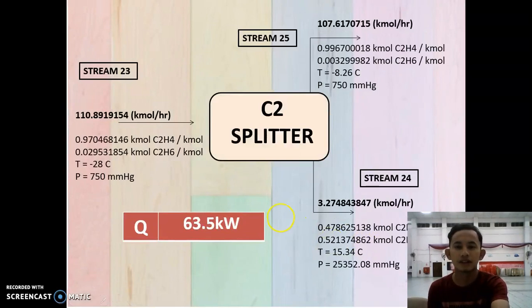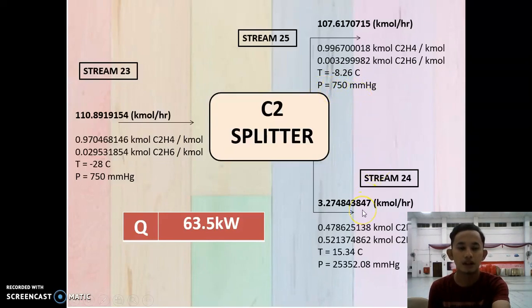So for the next distillation column, which is C2 splitter, the temperature inlet is negative 28 degrees Celsius and the pressure is constant, same as the streams before C2 splitter, which is deethanizer, which is 750 mmHg. And the vapor streams, we can see it, the temperature is negative 8.26 degrees Celsius and the pressure stays at 750 mmHg, which is 1 bar.